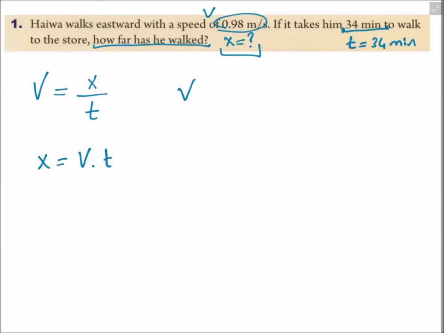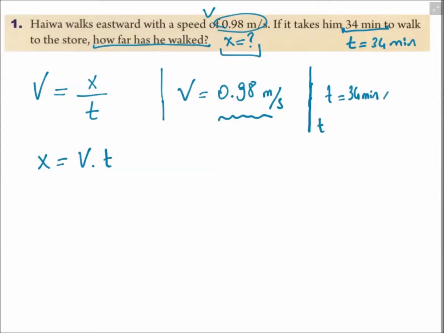Speed given is 0.98 meter per second, and the time given is 34 minutes. But I have to convert time into seconds, because here it's given meter per second, so time must be in seconds. To convert it to seconds, I have to multiply the time by 60, so it's going to be 2040 seconds. Now let's continue from here with the formula x equals v times t.